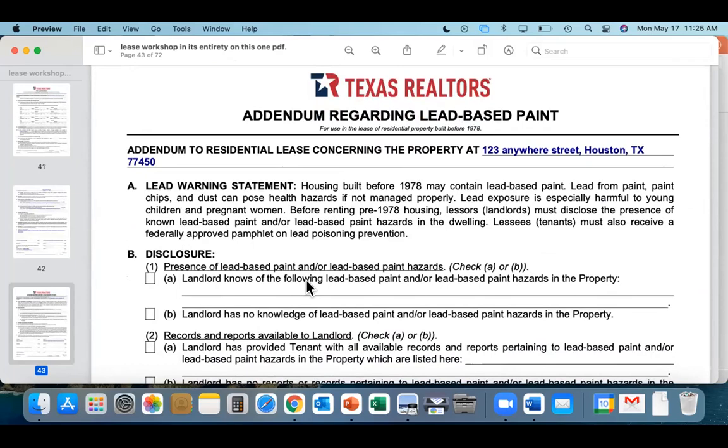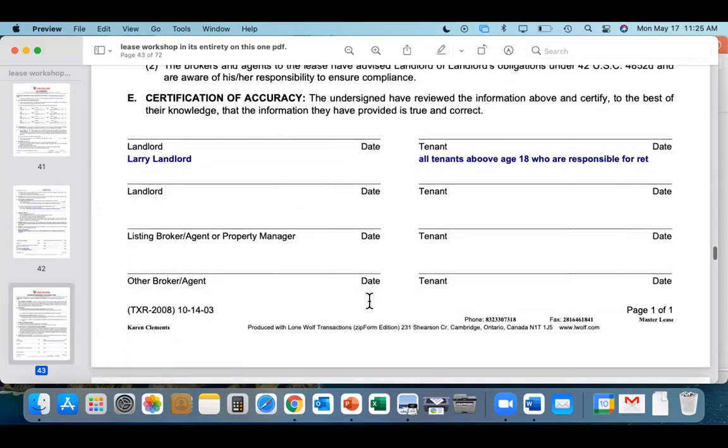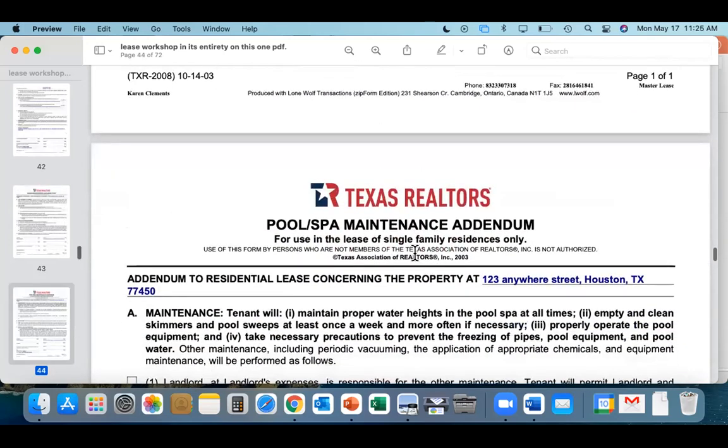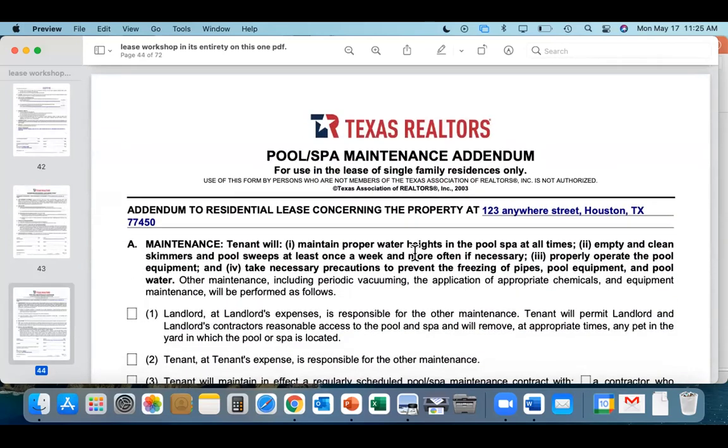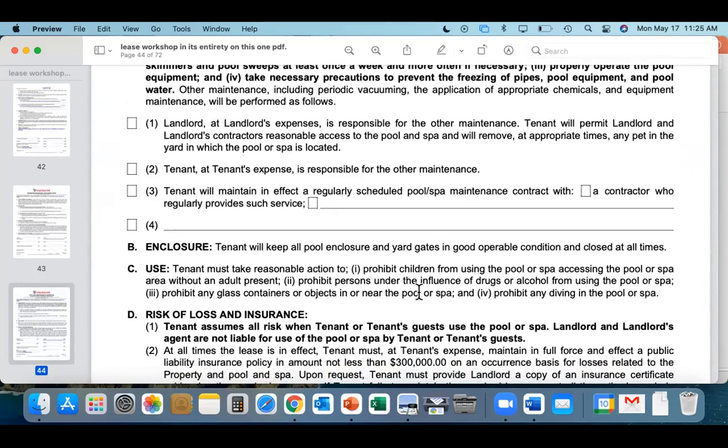We have an addendum regarding lead-based paint. That comes into play with leases. A lot of people don't know that. And then if they're leasing a home that has a pool and spa, we have an addendum to address the care of the pool and spa.